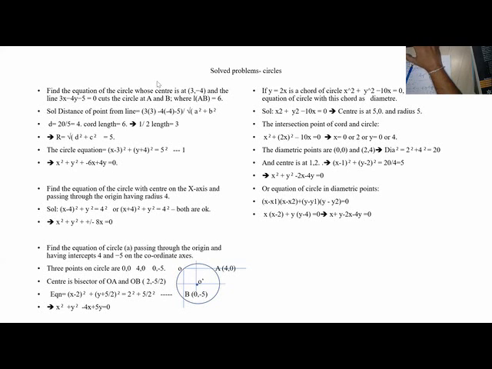So what have we found out here? We have found the perpendicular distance from this point to the line. Anyway, these circle problems can be asked in any type.